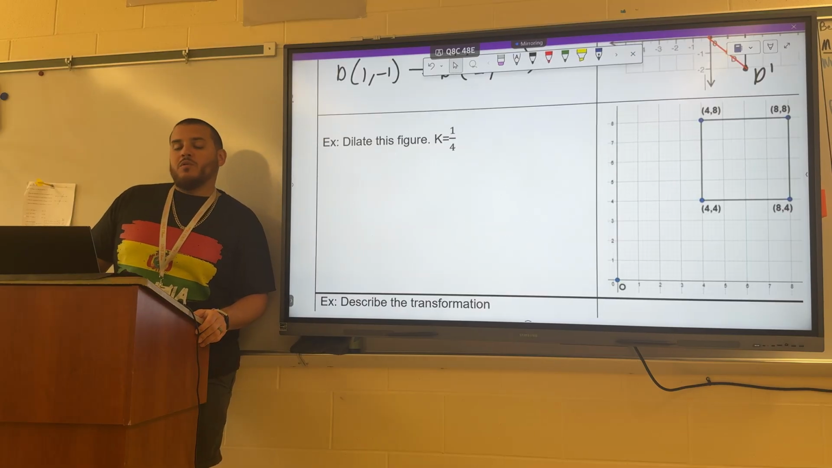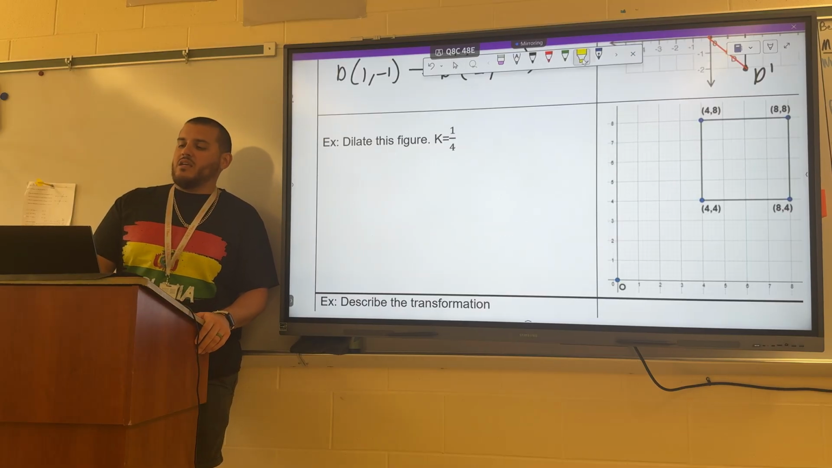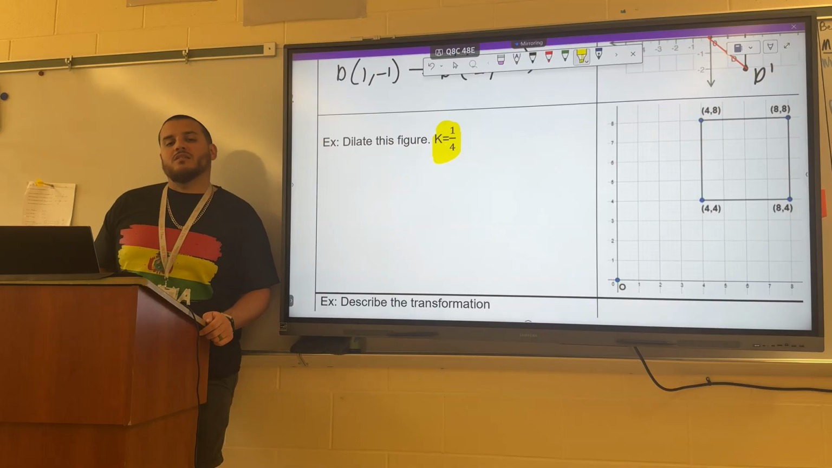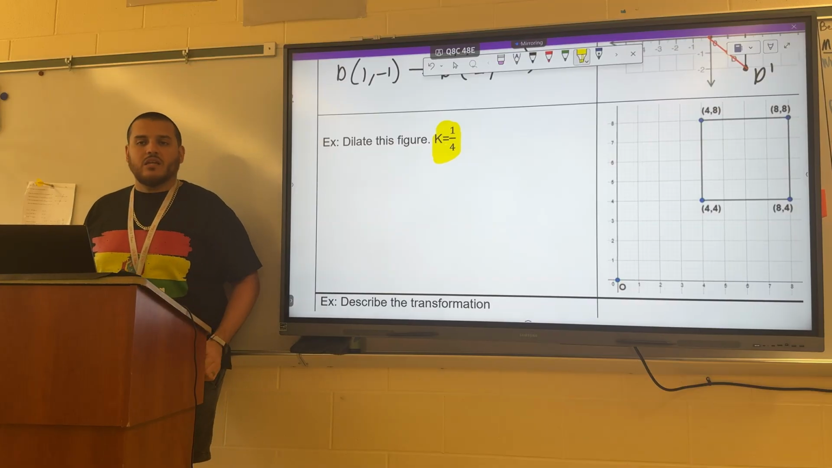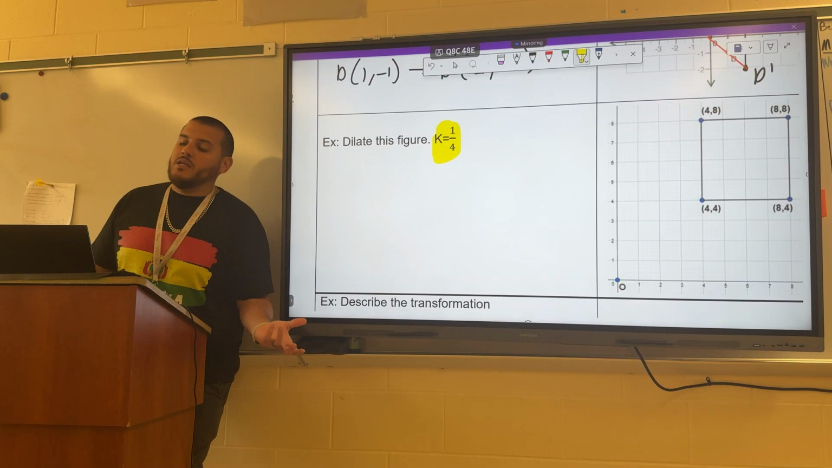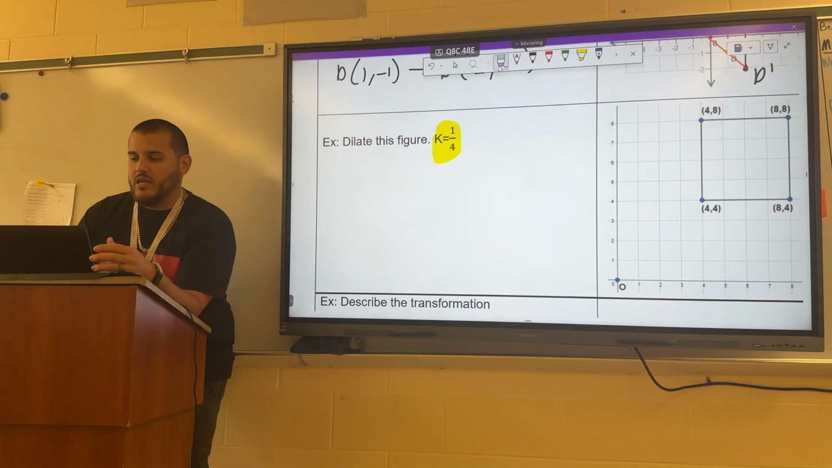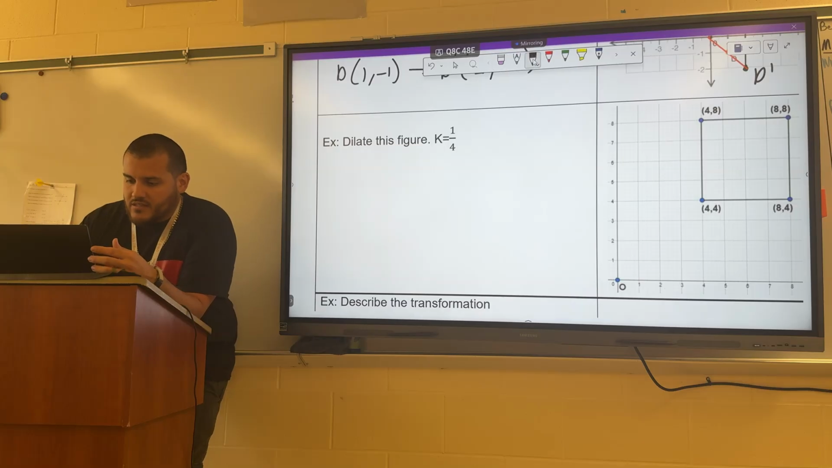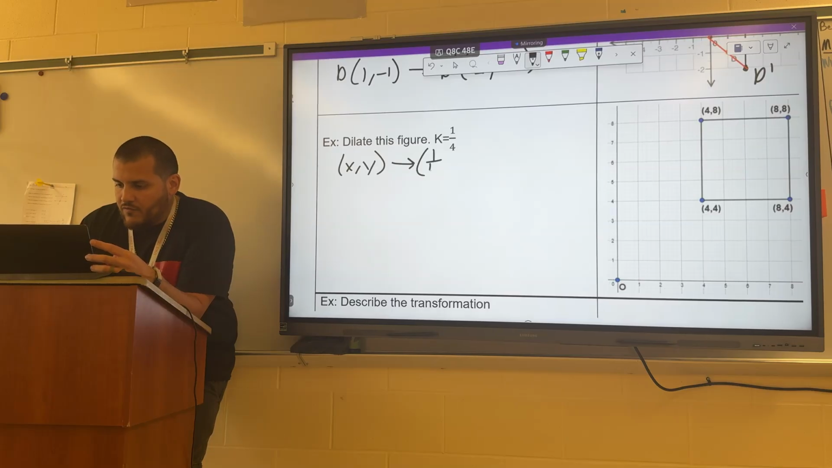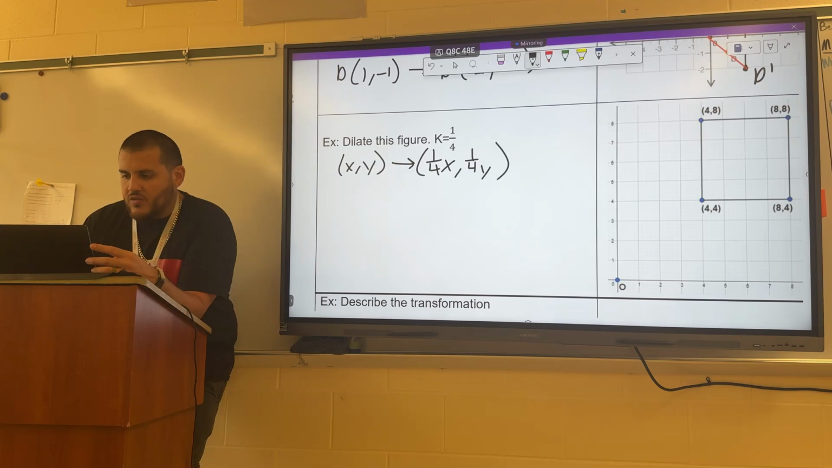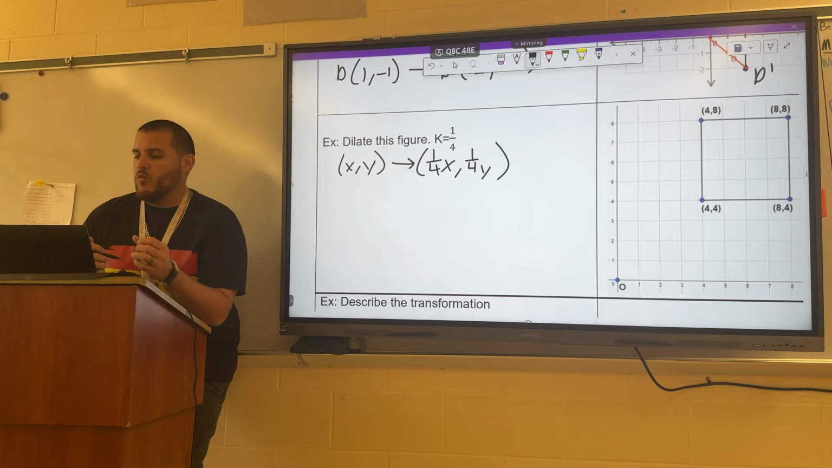Next up, we are going to be performing a reduction. I know this is going to be a reduction because my scale factor is less than 1 but greater than 0. Scale factor of 1/4 essentially means I'm going to have an image here that is 1/4 the size of my pre-image. And we can perform this the same way by multiplying by the scale factor. So my xy on my pre-image will become 1/4 x, 1/4 y. Multiplying both the x and y coordinates by 1/4.